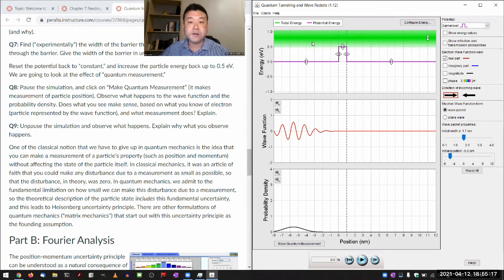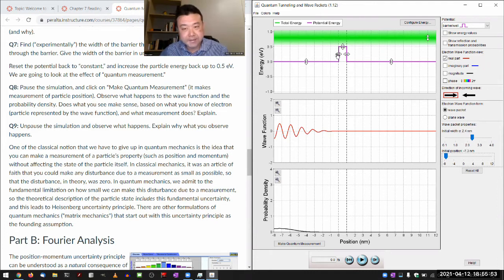This spread in the green bar visually represents the uncertainty in energy. So with my broad packet, let me make it broader. Okay, what I want you to do is set it up in such a way that most of this wave packet has greater energy than this barrier.